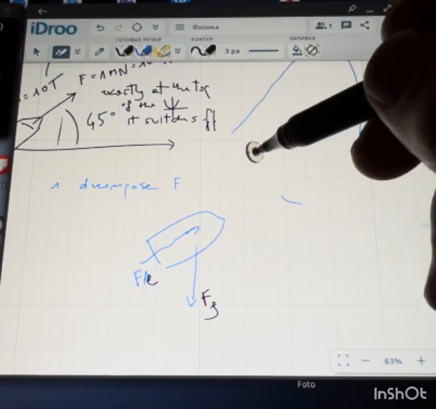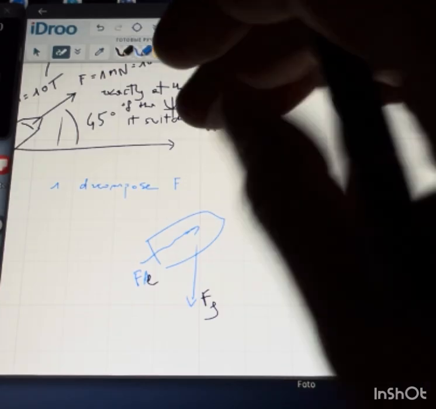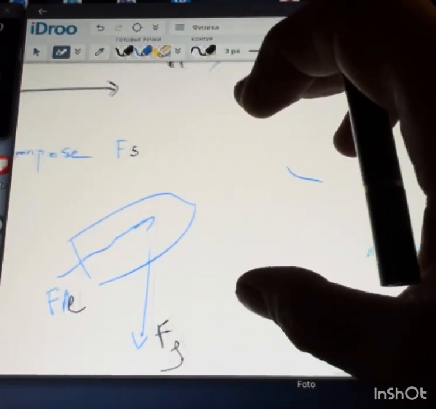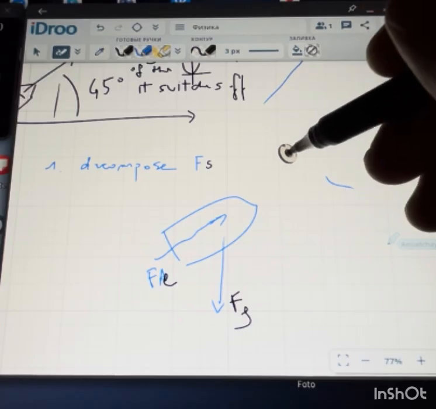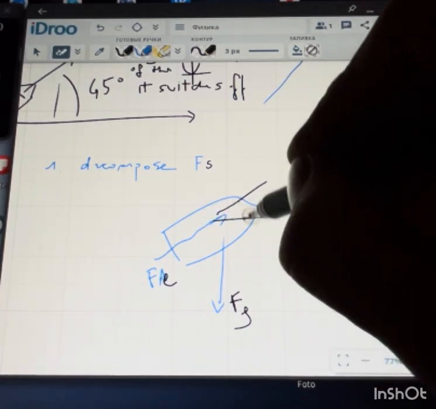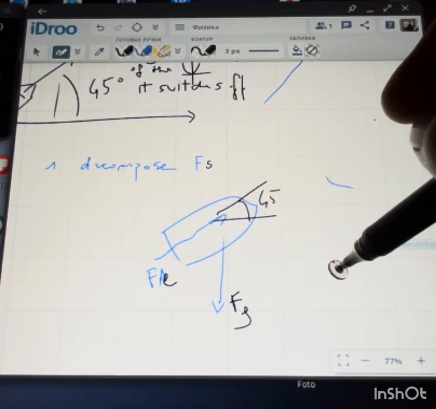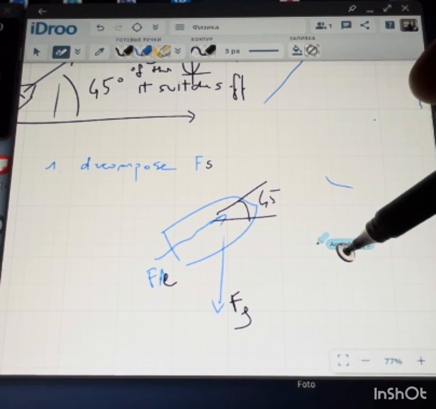So decompose F. Now, how many forces are there? Just two, not three, just two. So one is gravity, the other one is the engine. Let's decompose the forces. Into horizontal and vertical? Yes. Precisely.